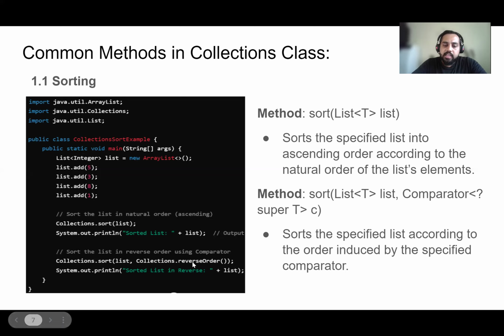Here I'm passing Collections.reverseOrder. It's a reverse order comparator, so it will automatically sort our list into reverse order, that is 8, 5, 3, 1. Okay. It's about sorting.